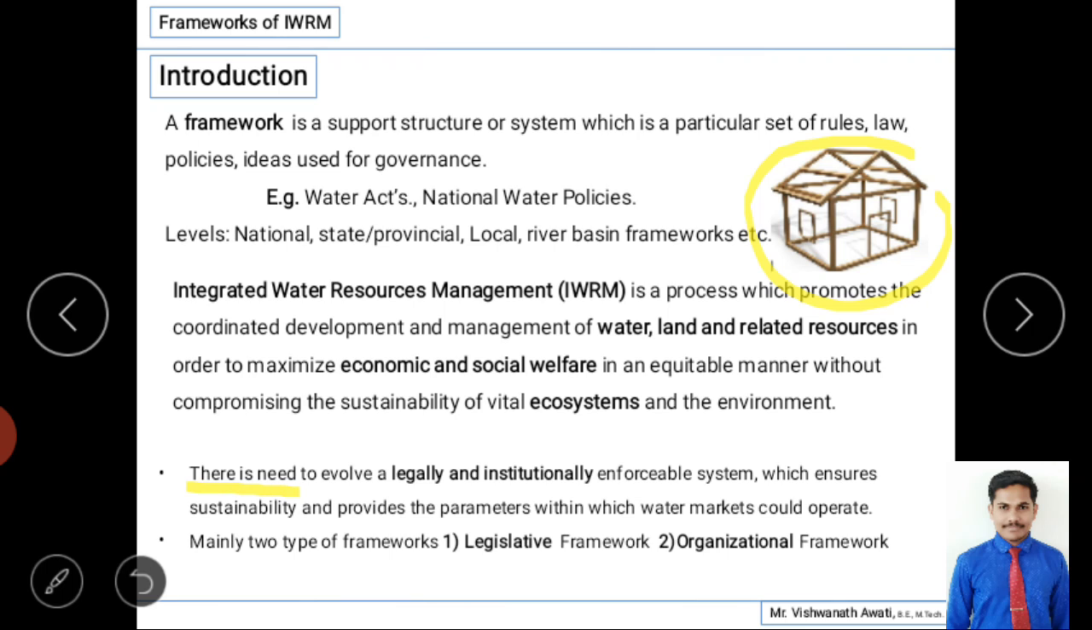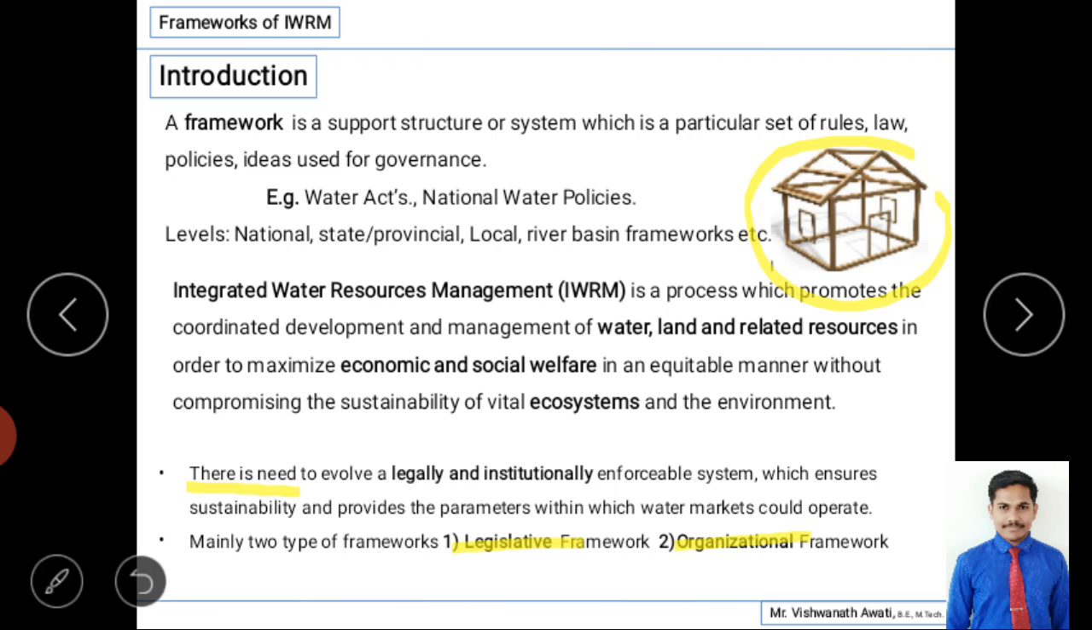Mainly two types of frameworks are there for integrated resource management: one is the legislative framework and the other is the organizational framework. So what does legislative framework mean? These are the rules and regulations we should follow, right? We'll study in detail what legislative means, but I'll give the difference. Legislative is a detailed description of ownership, how to use, and who can transfer, all those things, right? But what does an institutional or organizational framework mean?